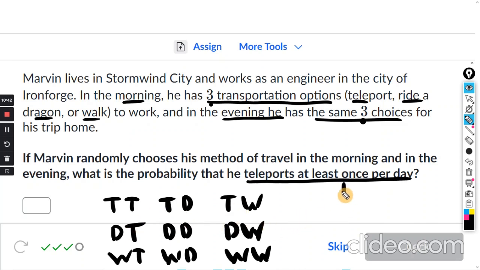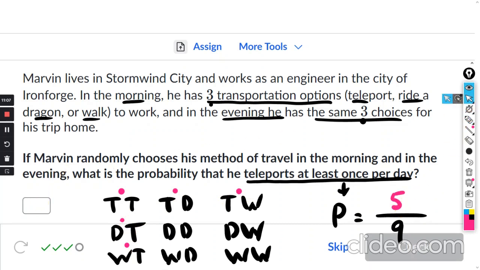All right, so this probability here, the denominator is definitely going to be 9 because it's out of 9 choices. Teleport at least once a day. Which ones have teleport? Look for a T. At least one, so either 1 or 2. We have 1, 2, 3, 4, 5. 5 of them have teleportation. So it's just 5 out of 9. That's it.